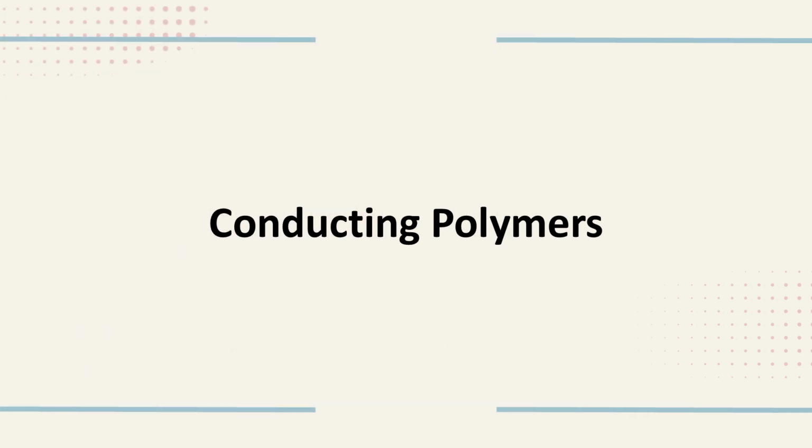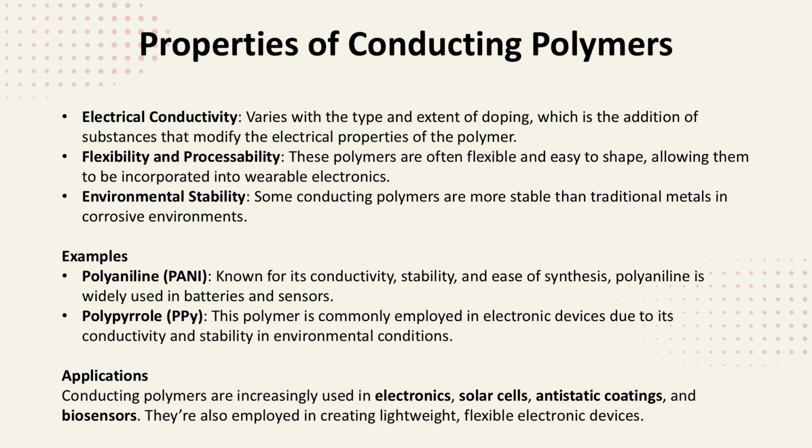Conducting polymers can carry electrical current, making them valuable in electronics and energy devices. Key properties include flexibility, environmental stability, and varying conductivity based on the level of doping, enhancing their versatility. Conducting polymers possess electrical conductivity, modifiable by doping. Flexibility: they're easy to shape and integrate into wearable electronics. Environmental stability: some resist corrosion better than metals, making them ideal in challenging conditions.